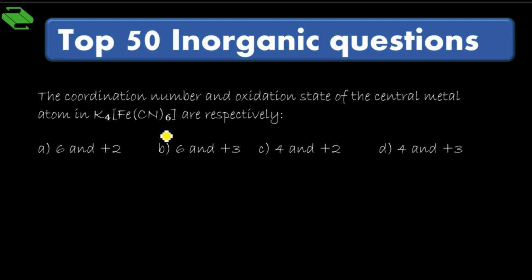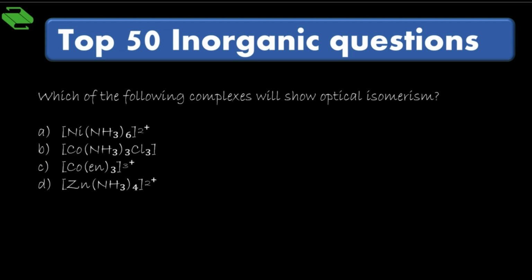Coordination number and the oxidation state of the central metal. Coordination number, of course, that is 6. So what would be our oxidation state? 6, and here I'm having 4 minus, isn't it? So which makes it 2. Option A is our right answer.